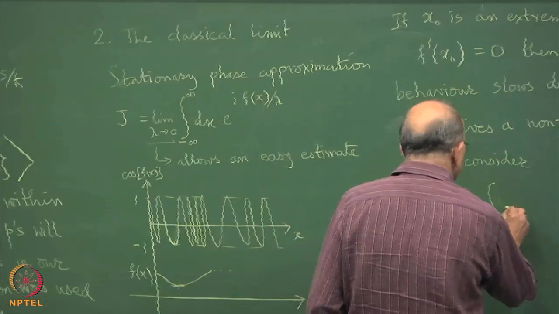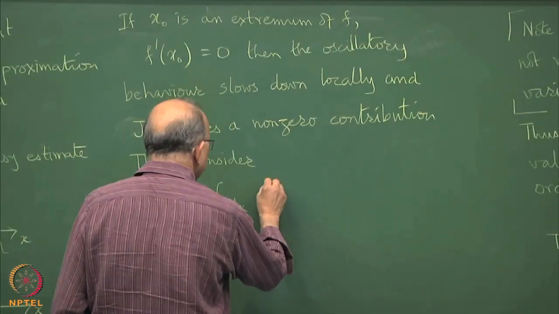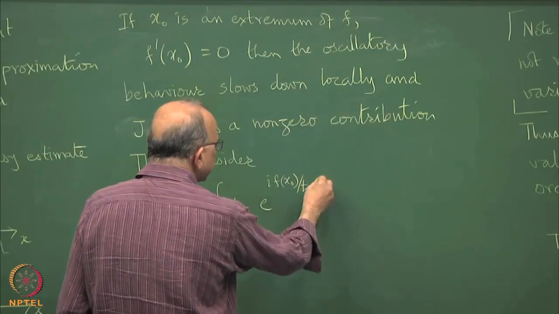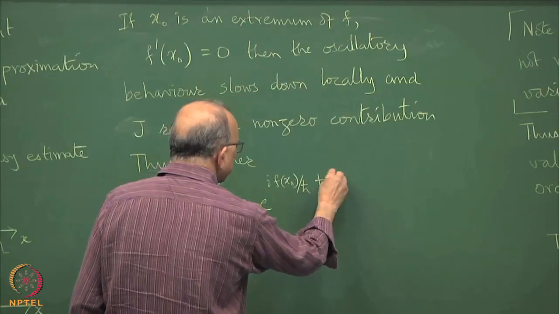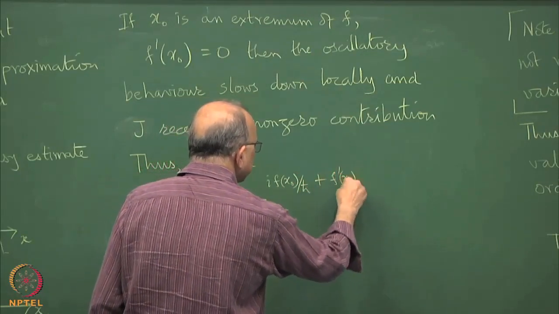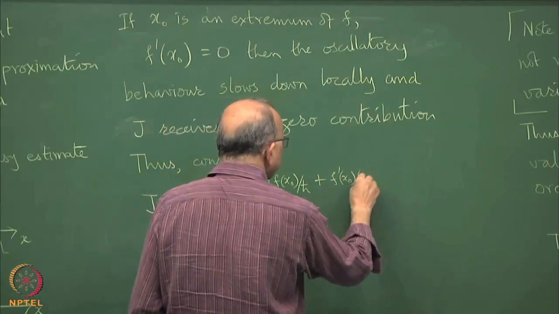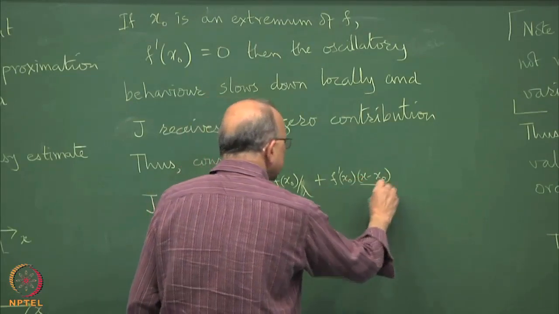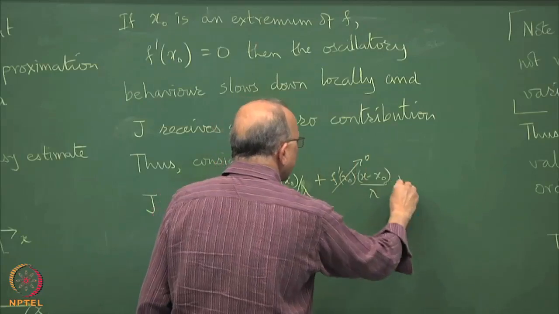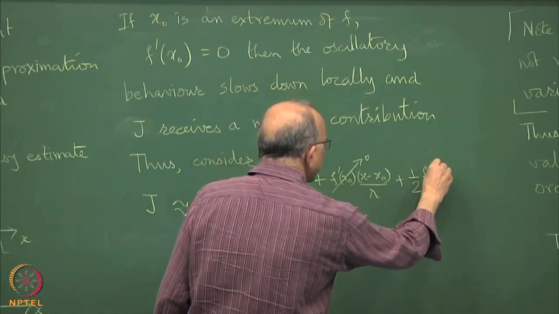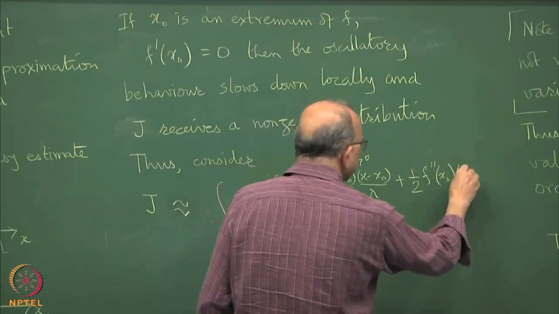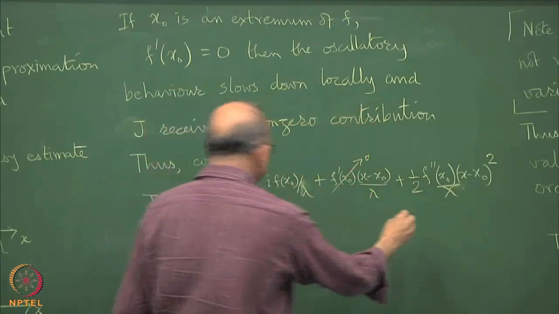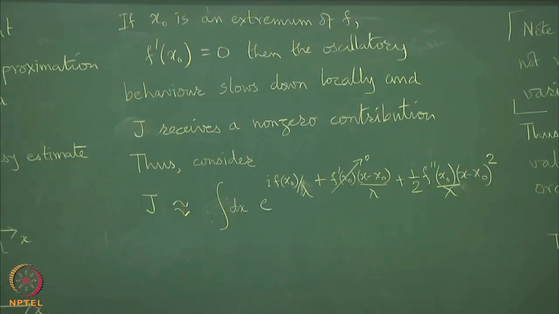So we get the integral dx, and we can write it as e raised to i. So we expand around x0. The next term is not there because the derivative is 0, right? So plus it would be f prime of x0 times (x minus x0) over h cross over lambda, right? But this is equal to 0, and we'll just have the next term, f double prime of x0 times (x minus x0) squared over lambda, dot dot dot. So it's approximate. I did forget the higher order terms.